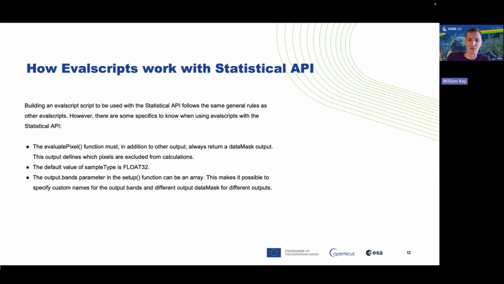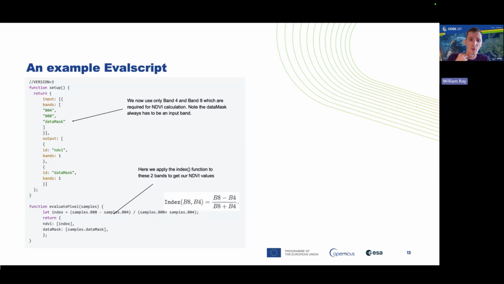So let's see how this works within an Evalscript. Here's the example I've got for you. We're calculating NDVI here. You can see here we use only band 4 and 8, which are the only bands required for the NDVI calculation. We can discard the rest of the Sentinel 2 bands, but also note that the data mask always has to be an input band within our Evalscript. We then define our outputs. We have 2 outputs defined here. We have our NDVI output, a 1-band image, and our data mask output as well, also a 1-band image. And that's our outputs defined.